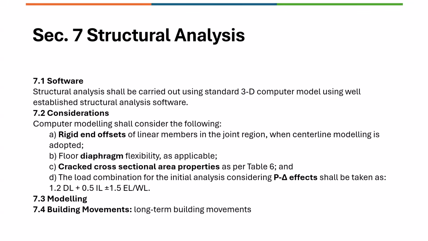And then the last one in that section would be 7.4, building movements, which talks about buildings taller than 150 meters, or 100 meters with mass asymmetry, which should be studied for long-term building movements. So that is also possible within the ETABS program.